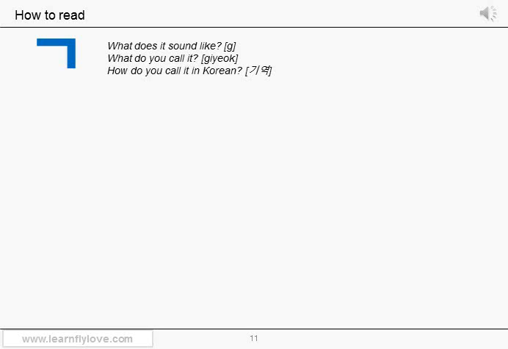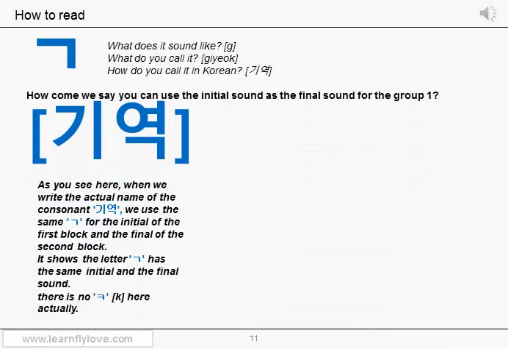But you need to see how we write it in Hangul. As you see here, when we write the actual name of the consonant 기역 in Hangul, we use the same consonant for the initial of the first block and the final of the second block. It shows the consonant 기역, which sounds G, has the same initial and final sound. There is no K sound here actually.